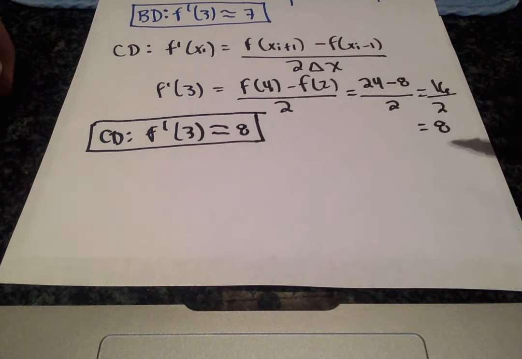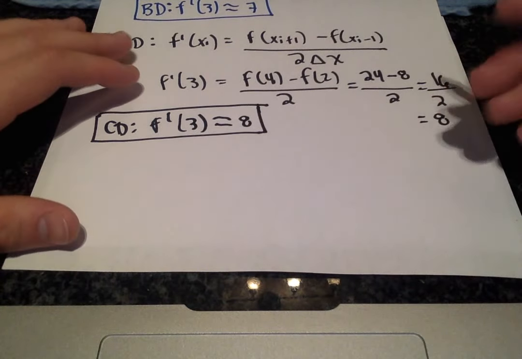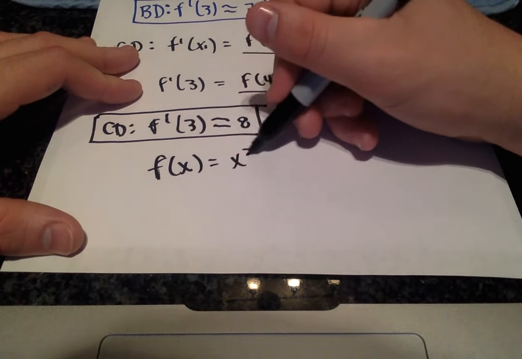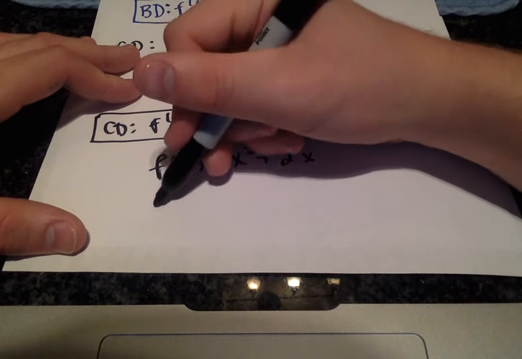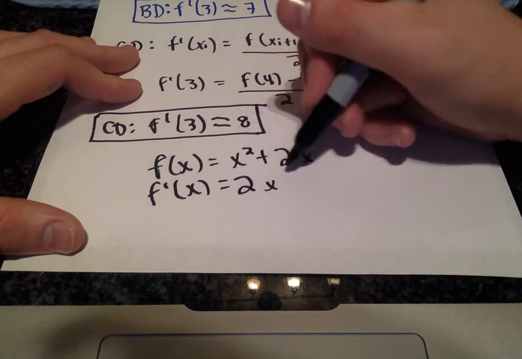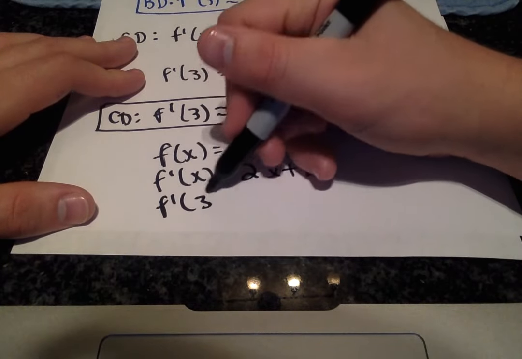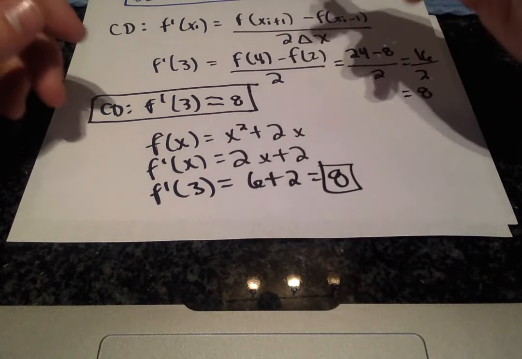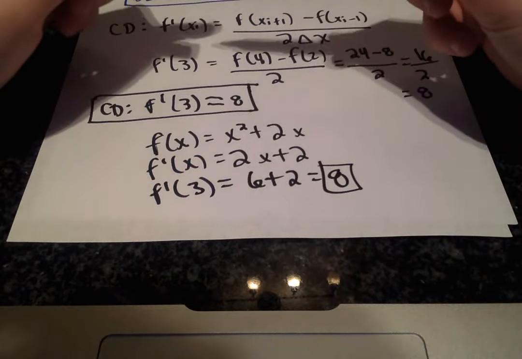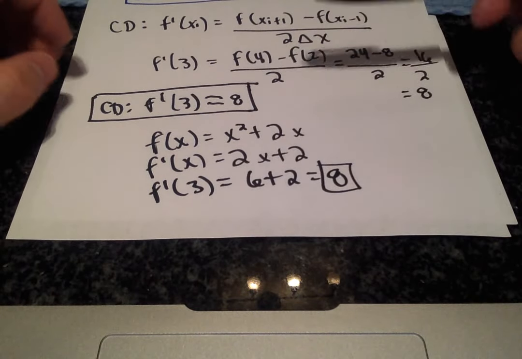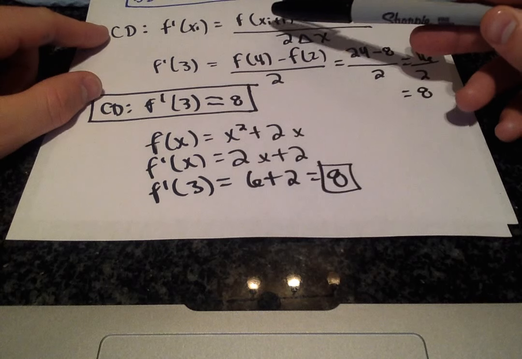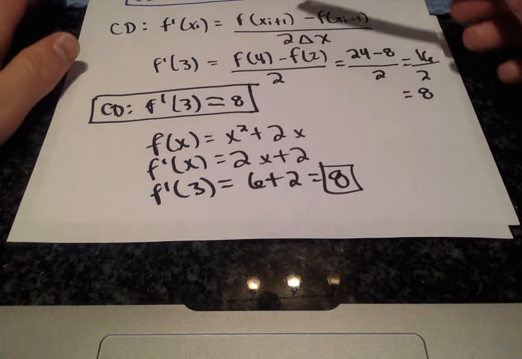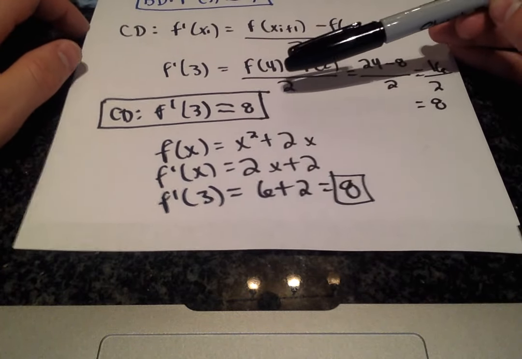Okay, and the actual value of the derivative for a comparison: f of x equals x squared plus 2x, so the derivative is 2x plus 2, and if we want the derivative evaluated at 3, that's just 6 plus 2 equals 8. So the actual value of the derivative at 3 is 8, so the central difference method in this case proves to be the most accurate. The backward difference method, we got an approximation of 7, and the forward difference, we got 9. So both the forward and backward difference methods were off by a value of 1.